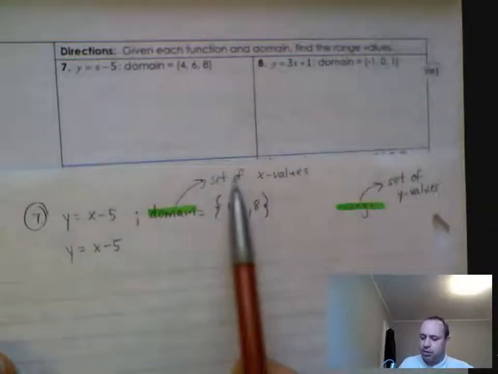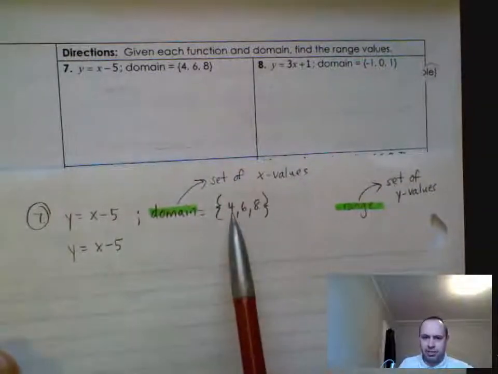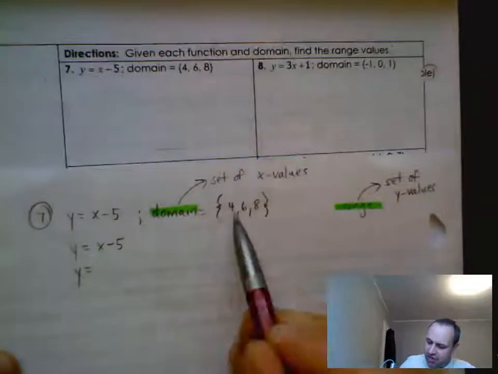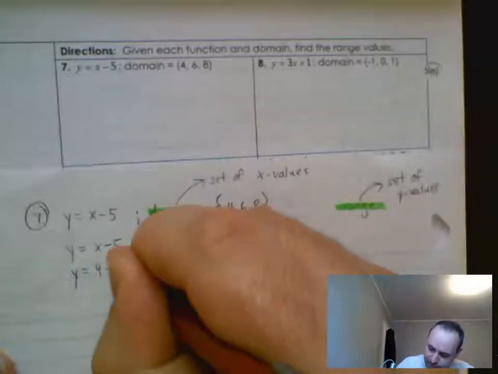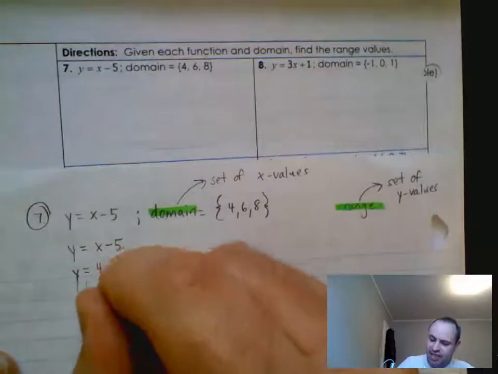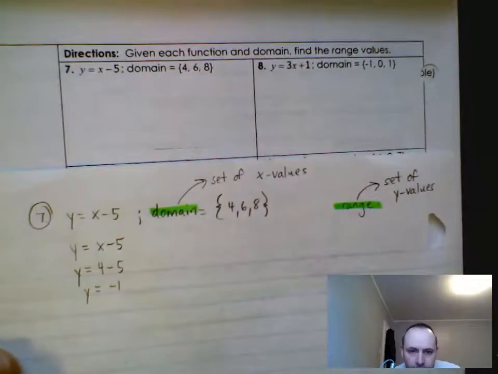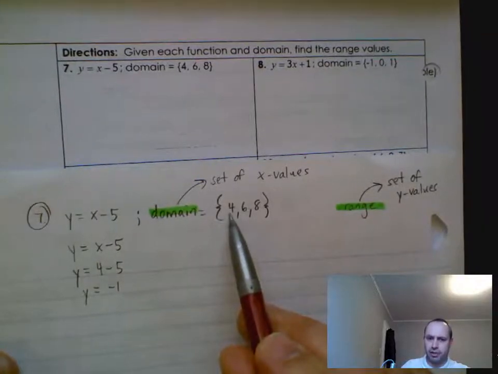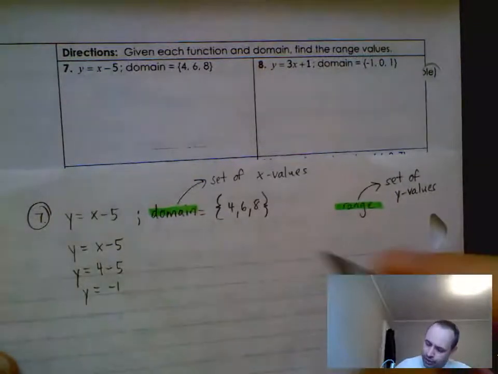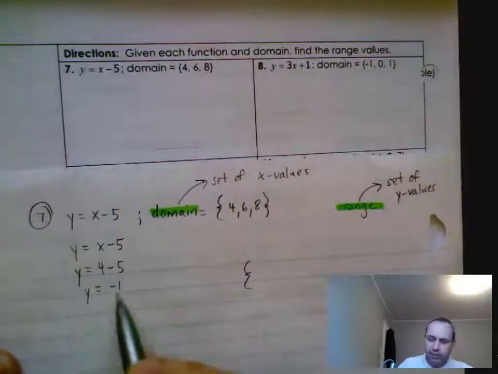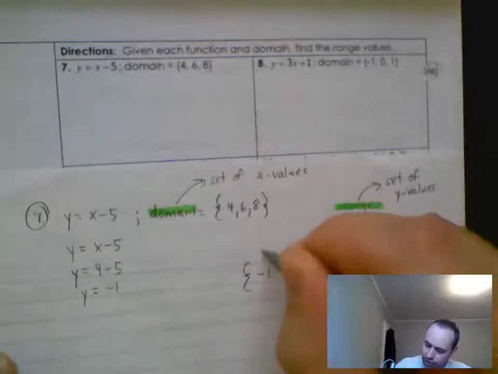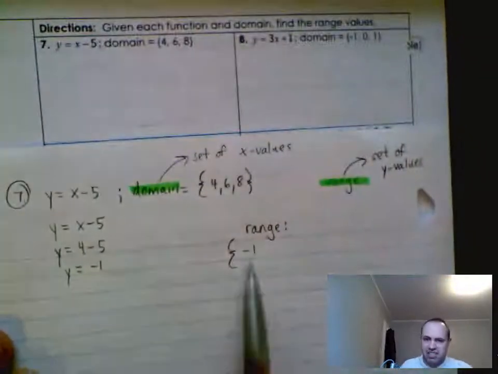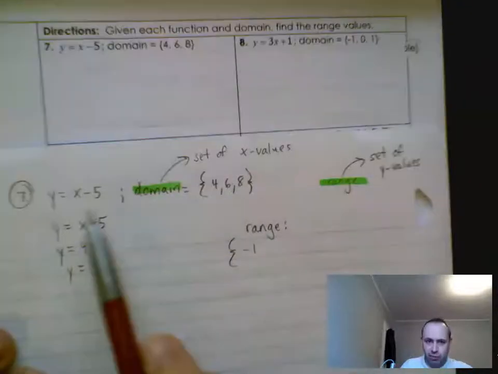Since it's domain, those are our x values. So we're going to start to plug in these values for x. So y equals, in this case, we'll take our 4 minus 5. 4 minus 5 is -1. So our first range value, our range value that matches up with this domain value, will be the value of -1. So we'll put a -1 there for range.